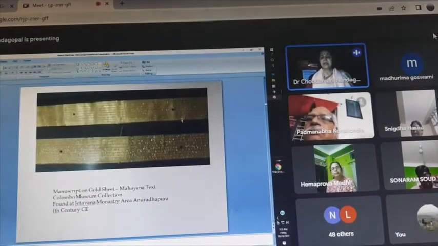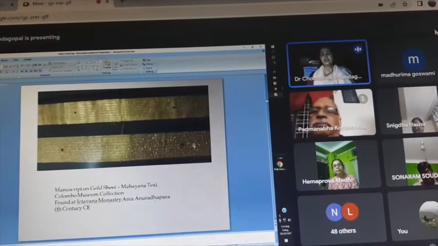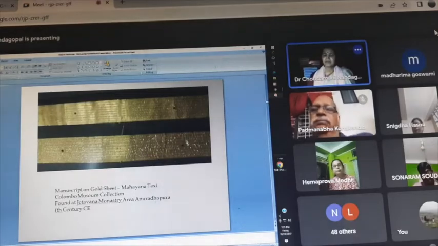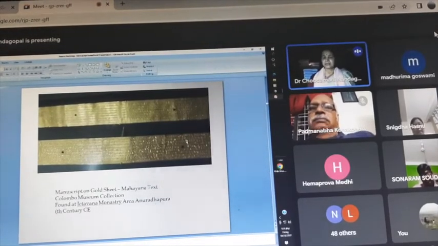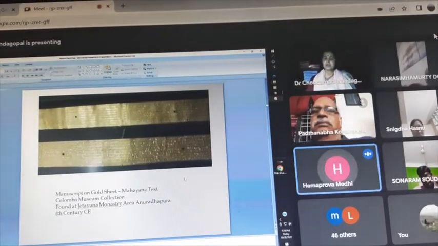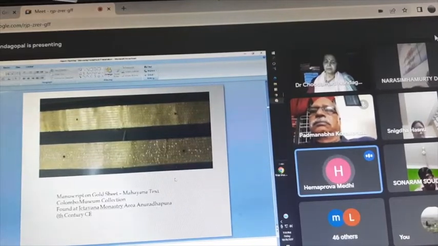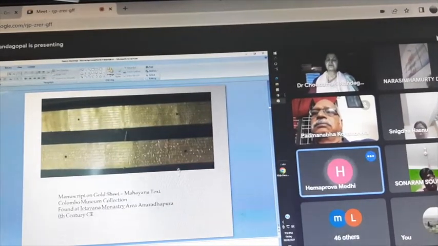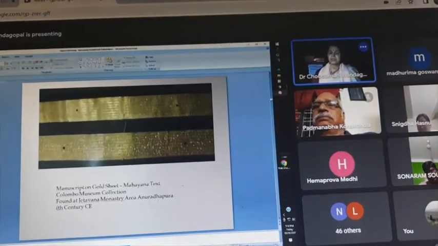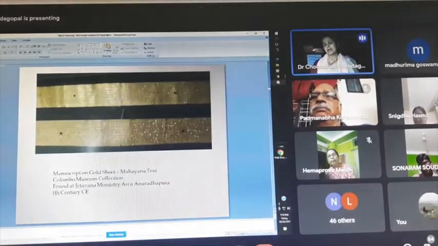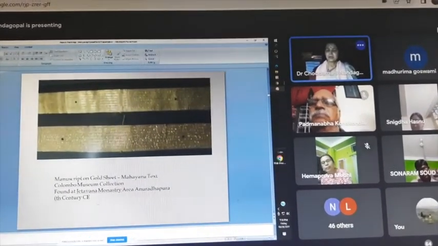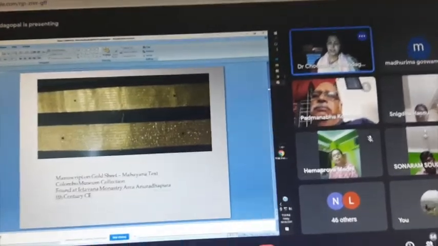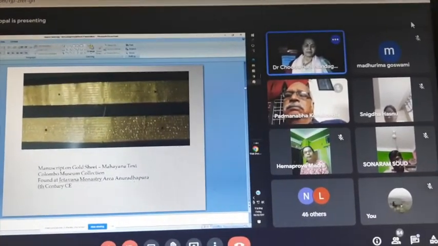This is an interesting manuscript on gold sheet. This is a Mahayana text, in the Colombo Museum. It was found at the Jetavana Monastery area, Anuradhapura. So it belongs to the 9th century CE.